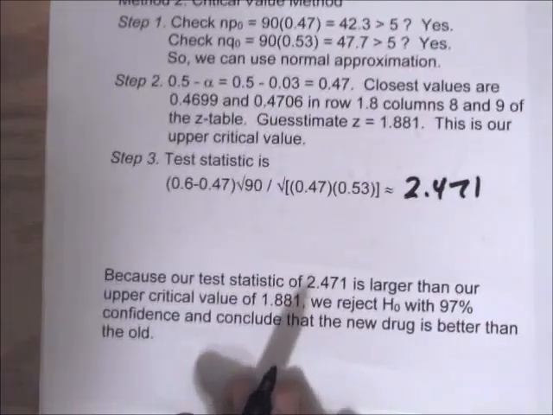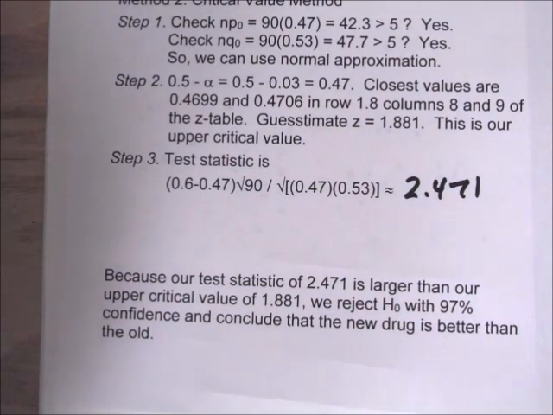that's larger than our upper critical value of 1.881. So we reject H naught with 97% confidence and conclude the new drug is better than the old.